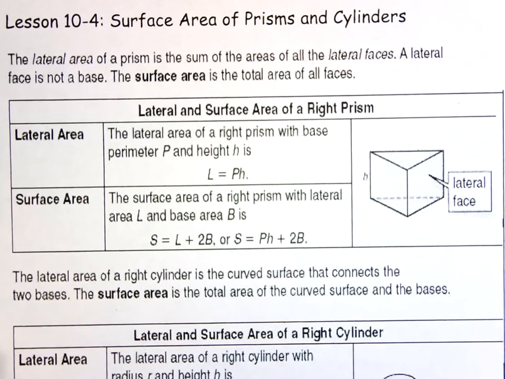Alright, so today we're going to start talking about prisms. We had to cut some stuff out for time's sake. We'll make up for that in class. So today we're going to start talking about surface area of prisms and cylinders.